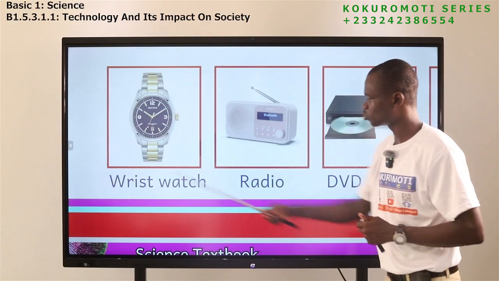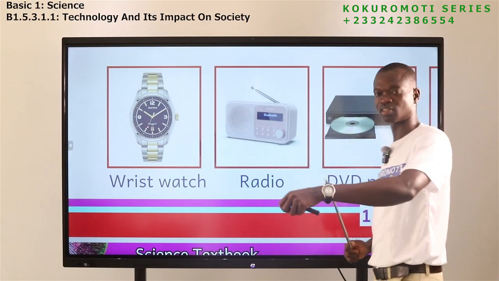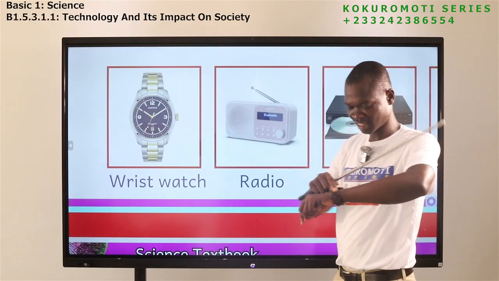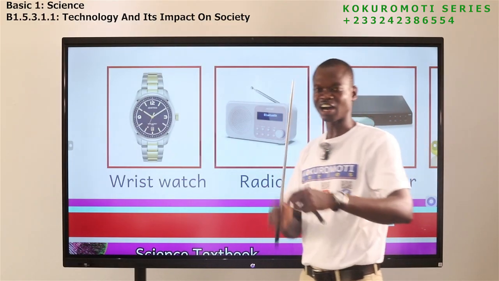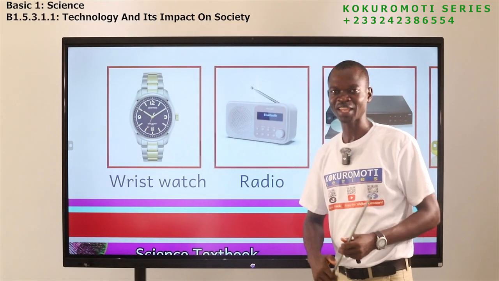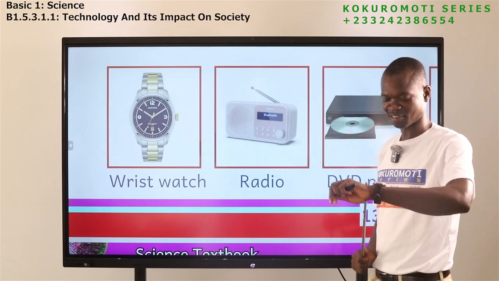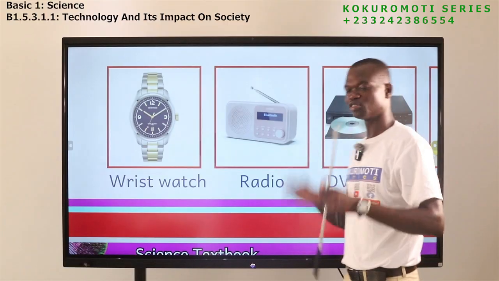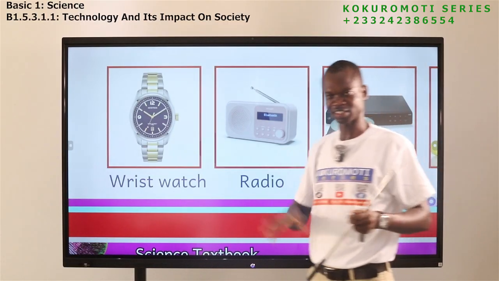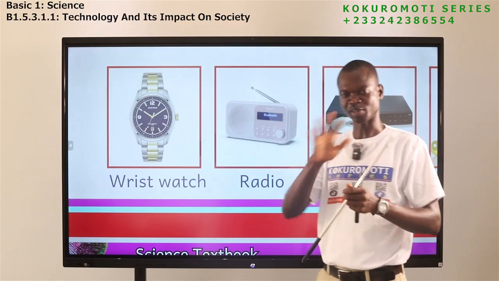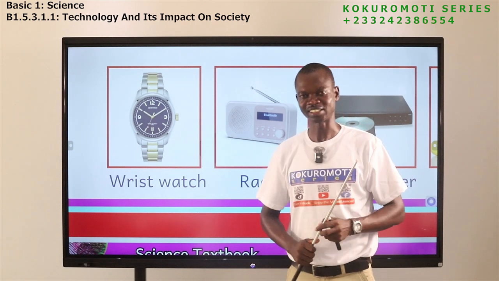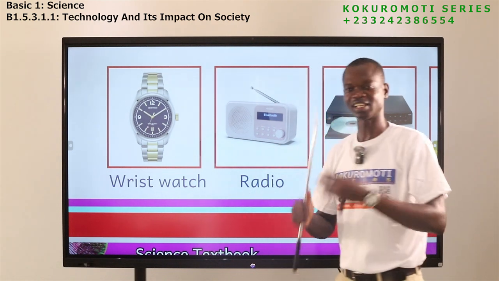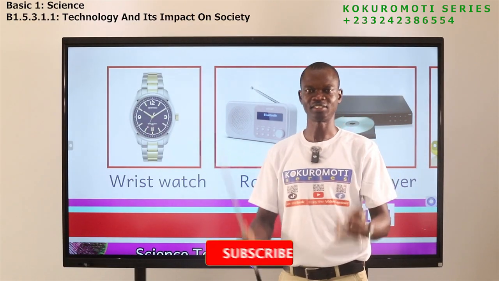Now we have this wristwatch. This is an example of wristwatch. Okay, my watch is beautiful, it's nice. I'll tell you who bought it for me. My friend bought it for me, a friend that I know very well. If you do well and you answer all the questions well, I'll also try and see if I can buy you a wristwatch. So this is wristwatch, and it's one of the technological devices.